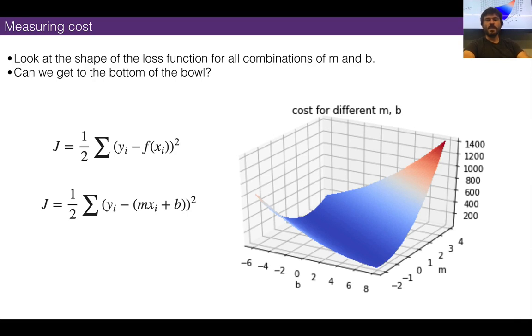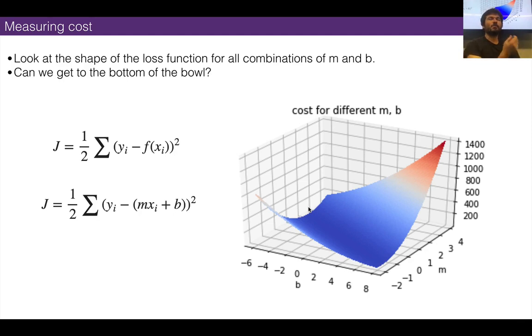Okay. So let's go back to our regression example. We can actually plot the cost function for different combinations of M and B. Remember, J is our mean squared error, and the actual function has two parameters, M and B. If you set M and B to different values and just plug them in and see what the cost is, you'll see that the loss function is shaped like a bowl.